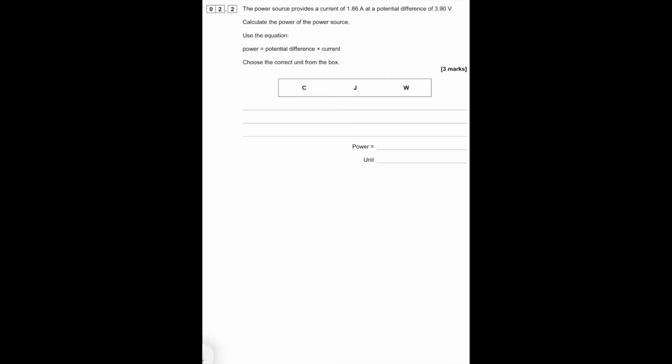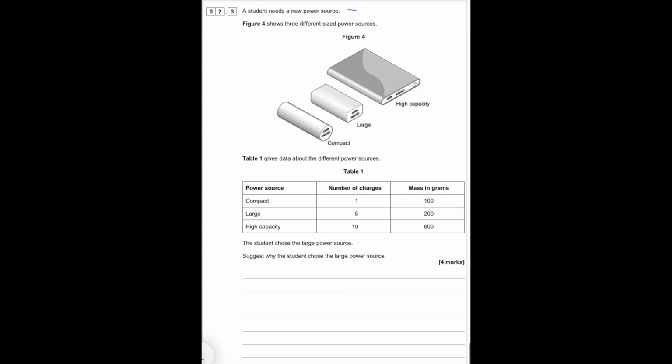The power source provides a current of 1.86 amps at a potential difference of 3.9 volts. Calculate the power of the power source and use the equation given. And we also have to choose the correct unit. So the correct units of power are watts, so we'll put a W in there, and the calculation would be power equals potential difference, which is 3.9 volts, times the current, which is 1.86, and if we calculate that out, the power works out at 7.254.